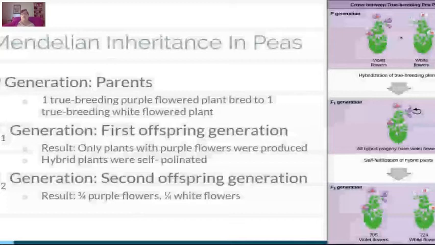So in this example, a purple-flowered plant that, if it self-pollinated, would always produce purple-flowered offspring, and a white-flowered plant that always produced white-flowered offspring. This was his P, or parent generation. So he took plants from that P generation, one with purple flowers and one with white flowers, and crossbred them. And this created his F1, or his first offspring generation.